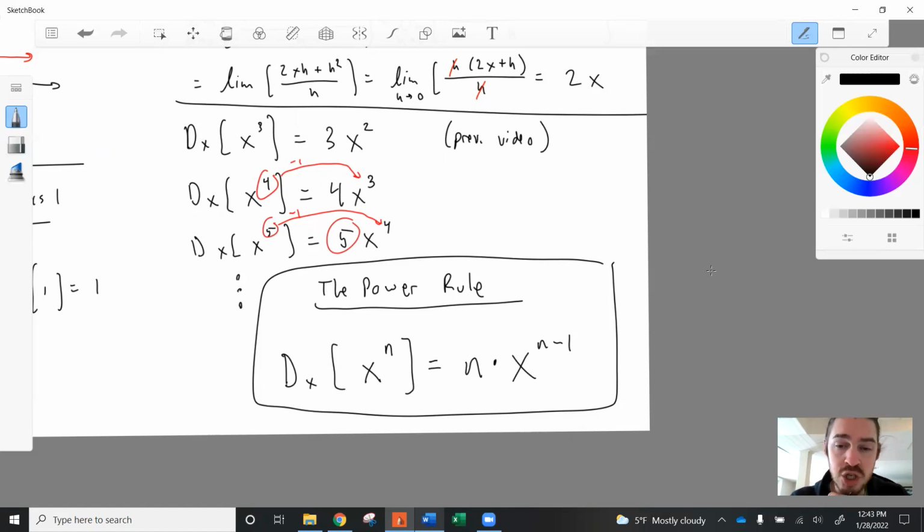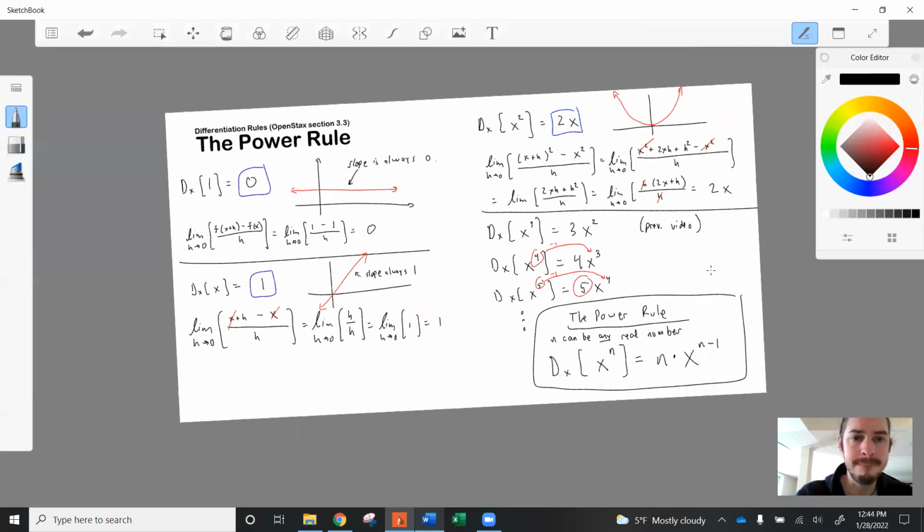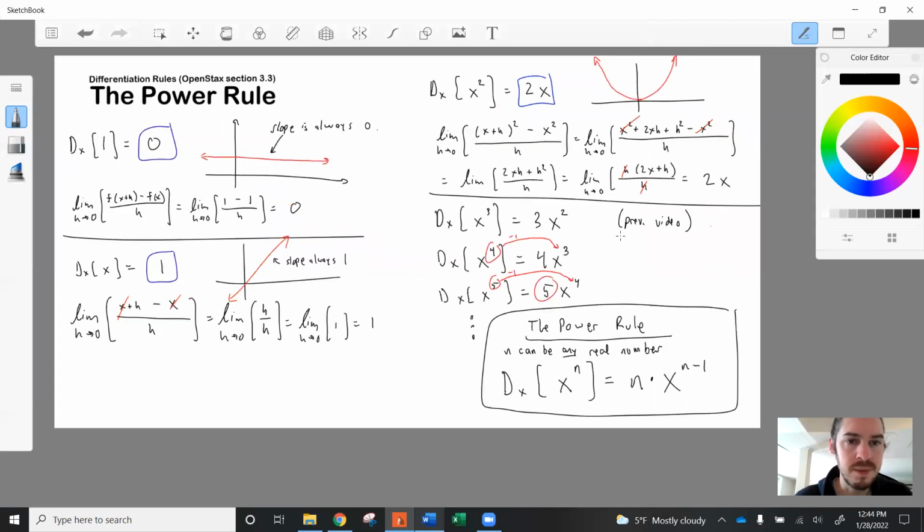In the next video, I'm going to show you that, in fact, this works not only for positive integers, but also any real number. That means negative integers, fractions, even irrational numbers. It actually works for any number. So we'll look at some more examples in a moment.